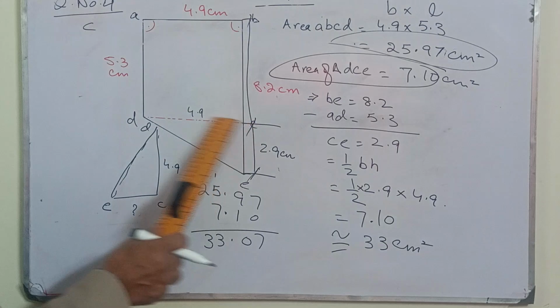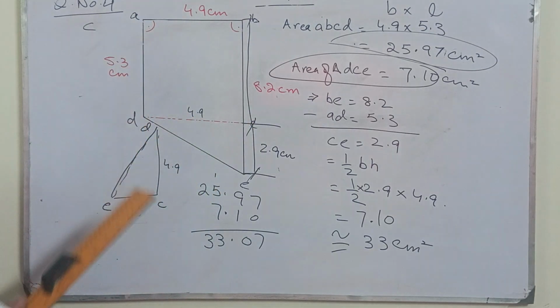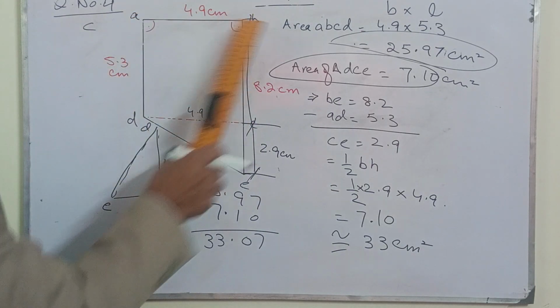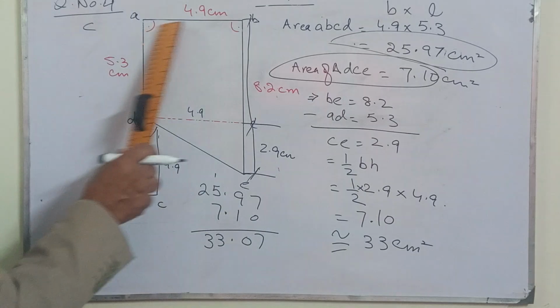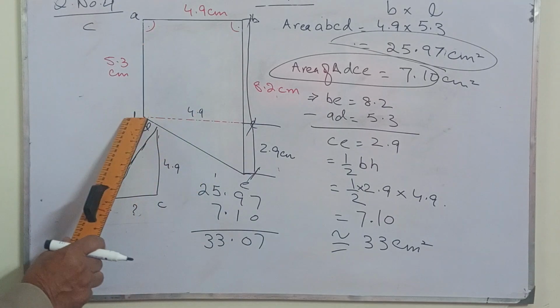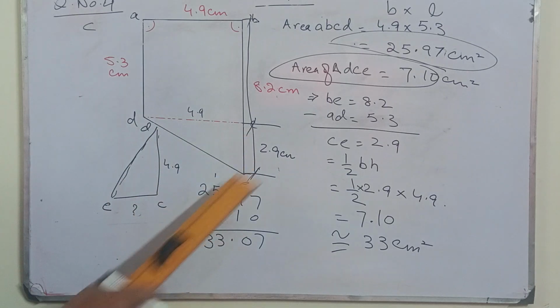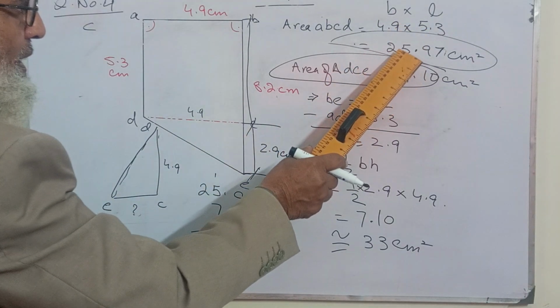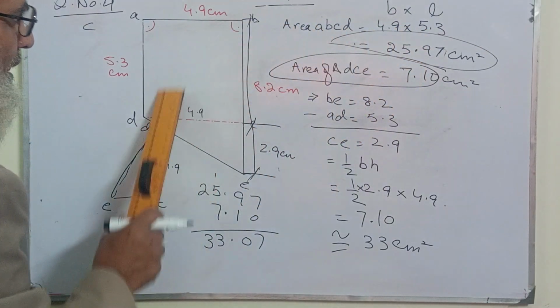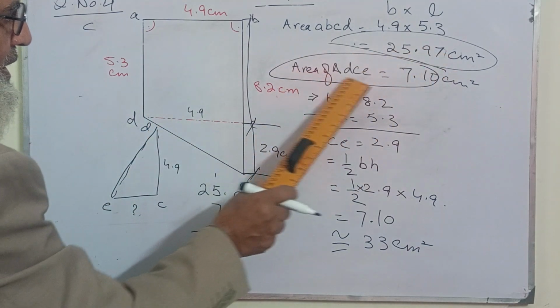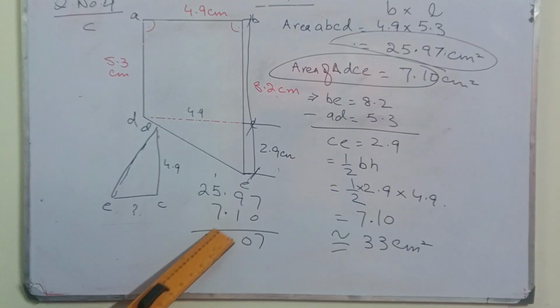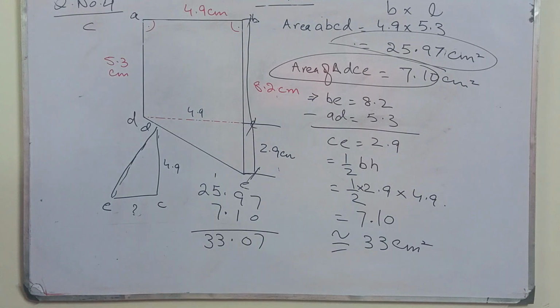We have divided this into two figures. Now this ABCD is a rectangle and DCE is the triangle. So we have separately found the area. The area of rectangle is this and the area of triangle is this. We add it up and get the consolidated answer.